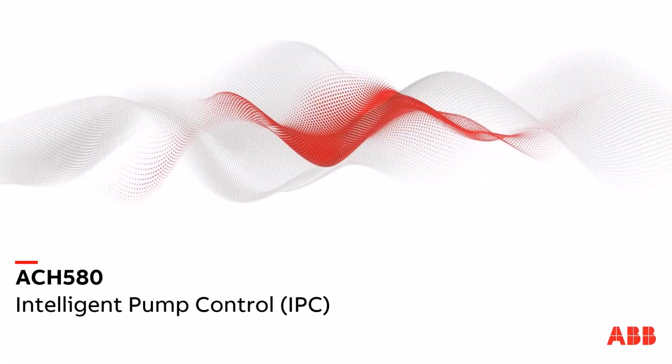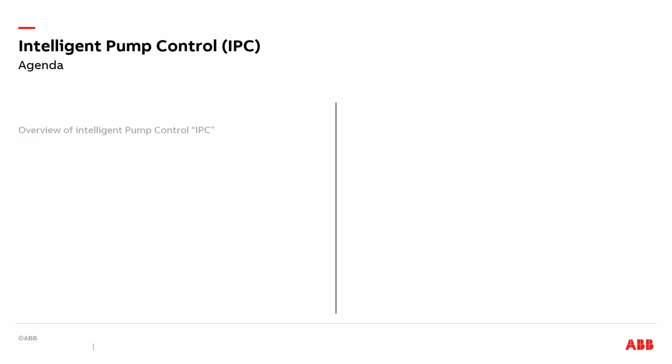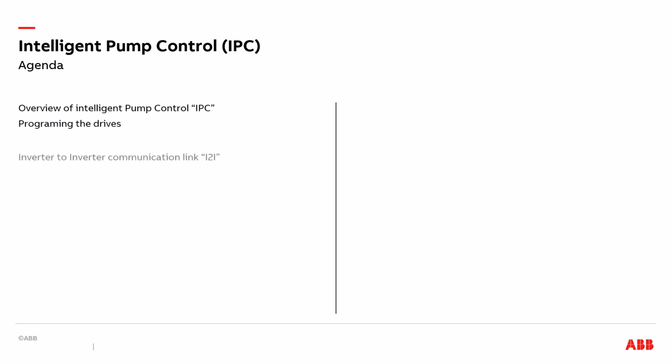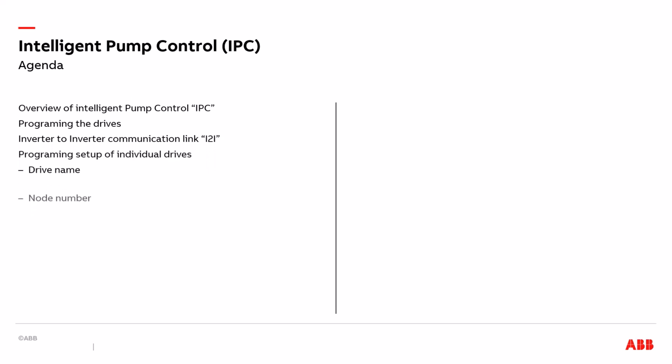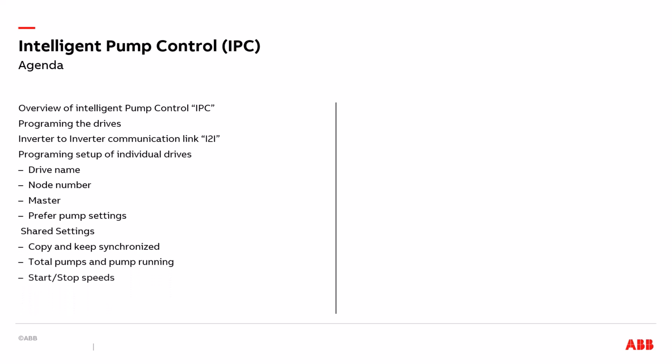ACH580 Intelligent Pump Control. The agenda for this presentation is to overview the Intelligent Pump Control and program the drives: the inverter-to-inverter communication link, programming setup of individual drives including drive name, node number, master drive, and preferred pump settings, and shared settings including copying and keeping synchronized, total pumps and pumps running, starts, stops and speeds, and transition smoothing.